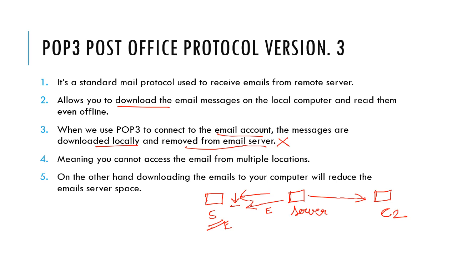So meaning you cannot access the email from multiple locations. On the other hand, downloading the email to your computer will reduce the email server space. Now you have downloaded the email of say E from here, so this space got free. So now you have more space in your server. Suppose this email was of 2 KB. It got downloaded, so 2 KB are free in the server now.